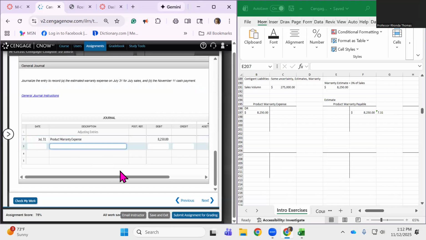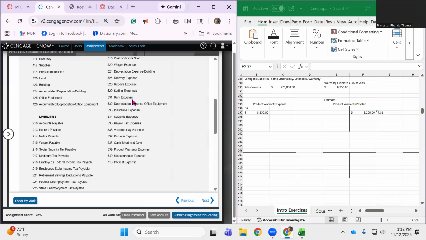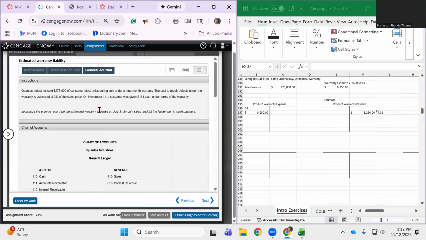$8,250, and then the credit goes to product warranty payable. Okay, so that's going to sit there, and it's going to wait to see if any warranties are activated, right? Well, on November 11th, a customer was given $161 in cash under terms of the warranty. So we're going to have a cash account here.